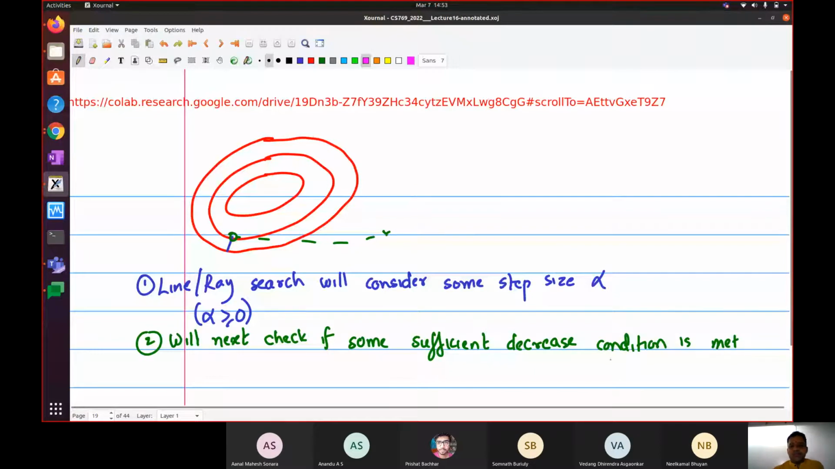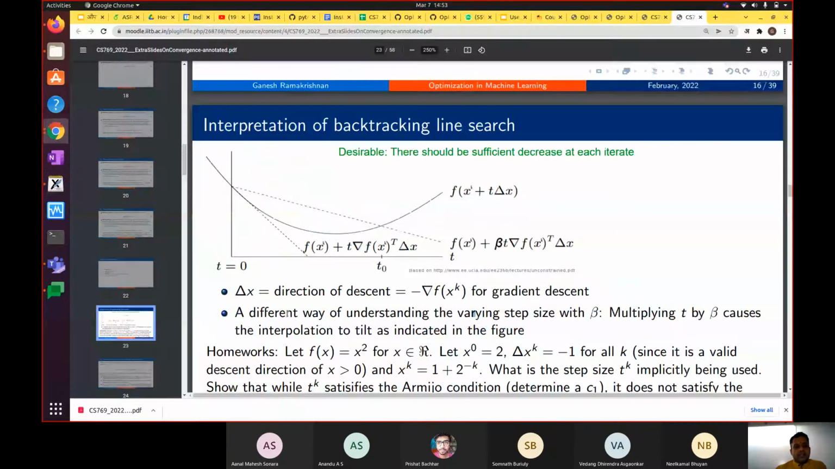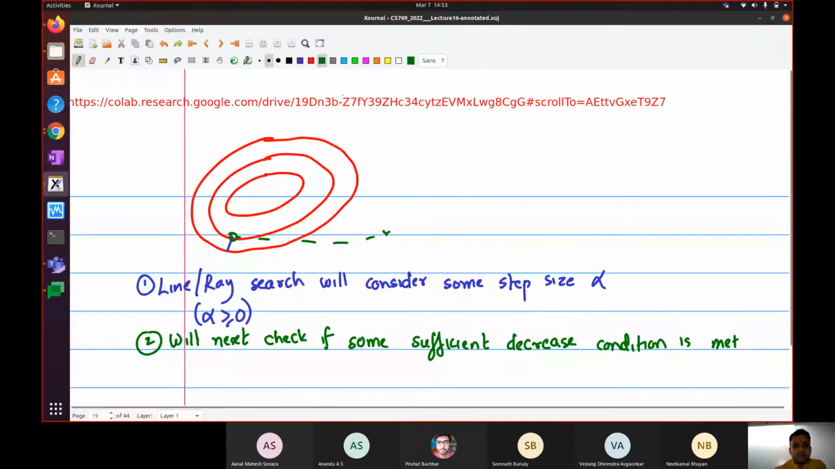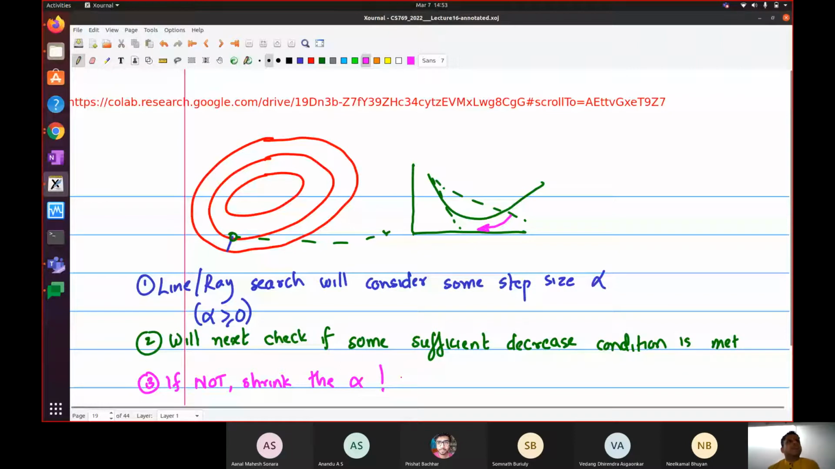So you check if some sufficient decrease condition is met, and if not, then what do you do? I'm here, I have overstepped. If not, I will shrink the value of lambda, or the alpha, again. So if not, shrink the alpha. Is this clear? That's the basic idea.